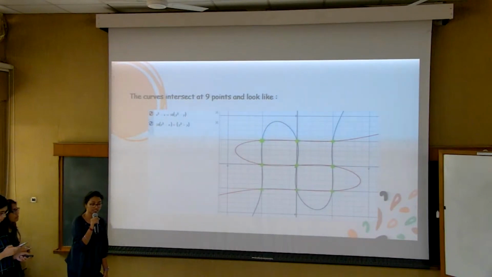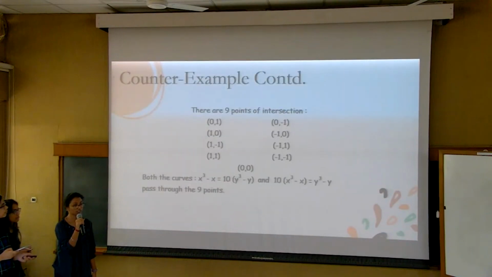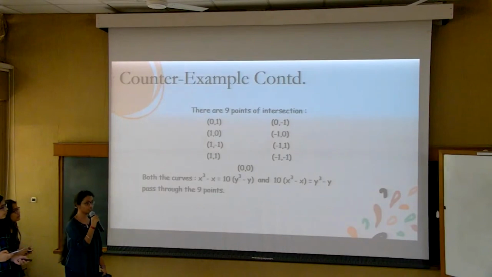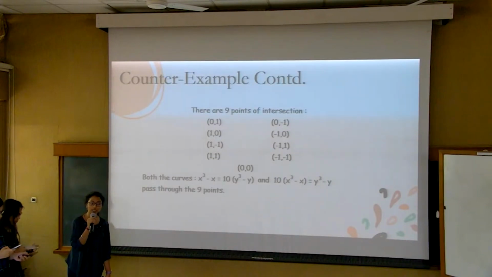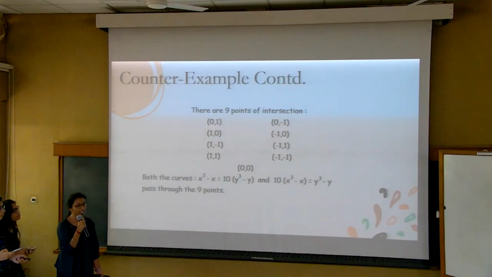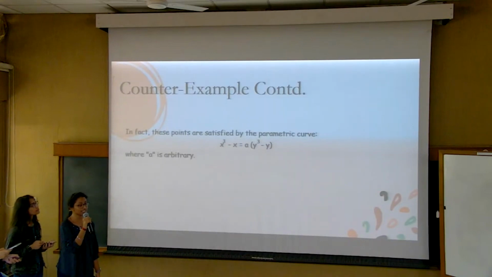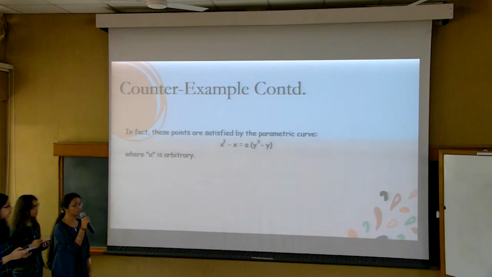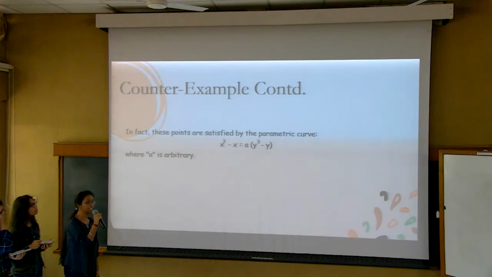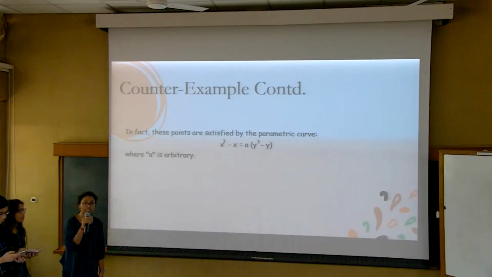But as Cramer's theorem says, 9 points is sufficient to describe a cubic curve. Now, both of these two curves pass through the 9 points, and those 9 points will not be able to define any of the curves uniquely. In fact, these 9 points are satisfied by a parametric curve of the form x cubed minus x equals a times y cubed minus y. So, any of these curves will not be uniquely determined by those 9 intersection points.